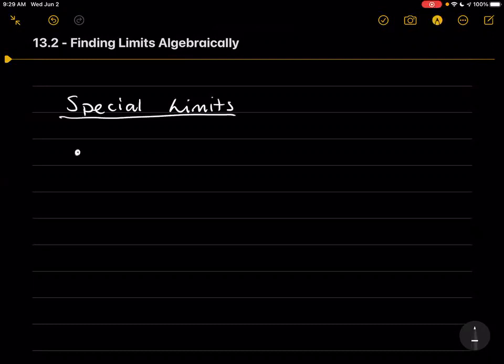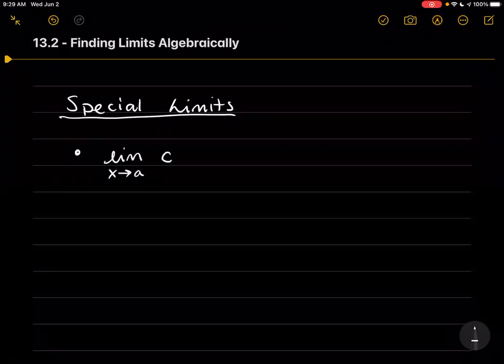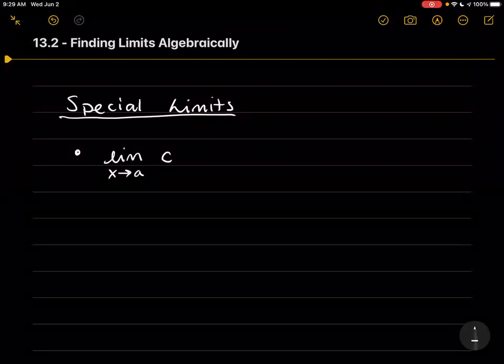So the first special limit that we're going to be using is if you have the limit as x goes to a of c, where c is some number, some constant, like 3, for example, that limit is just going to equal whatever that number is, right? That kind of makes sense. Similarly, if you have the limit as x goes to a of just x, that limit is just going to be a.